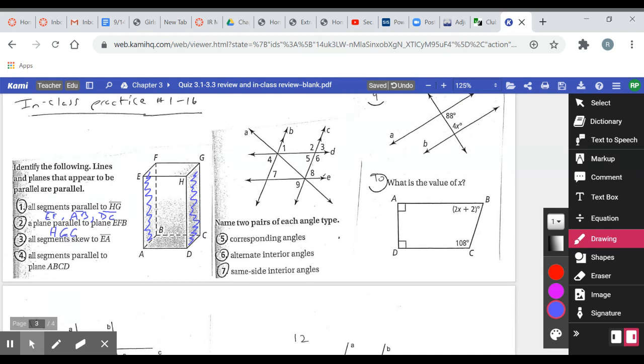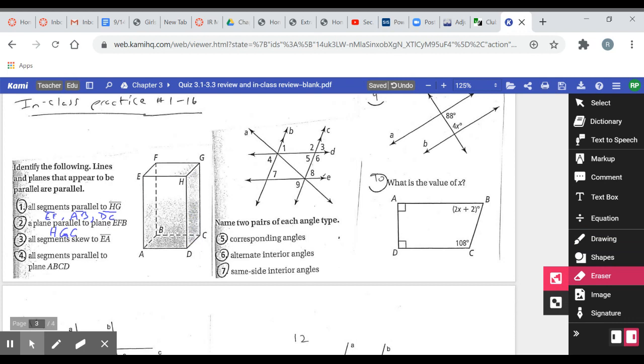On number 3, it says all segments skew to EA. Skew is probably a word that's not as familiar to you yet, because you probably just learned it the other day. Skew is similar to parallel in the sense that the 2 lines do not intersect each other, even if you extend them out, but they are not in the same plane. So they are not facing the same direction and therefore not in the same plane. They're kind of shooting off in different directions.